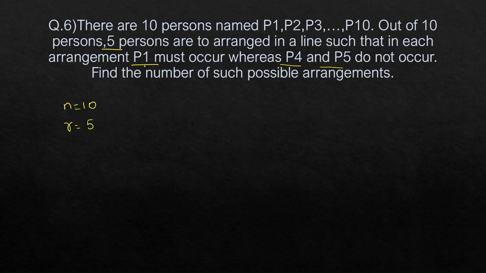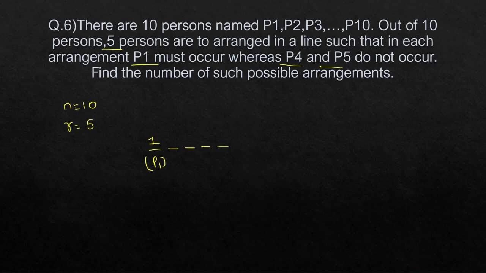Now what happens is P1 must occur. So if we just write here like this, 5 dashes, which means 5 people. P1 must occur, so we'll write here 1. That is, one seat is definitely P1's. This 1 is for the first person, that is P1.